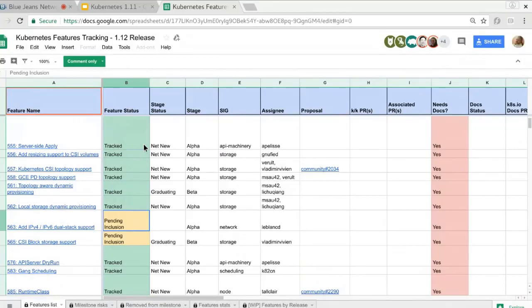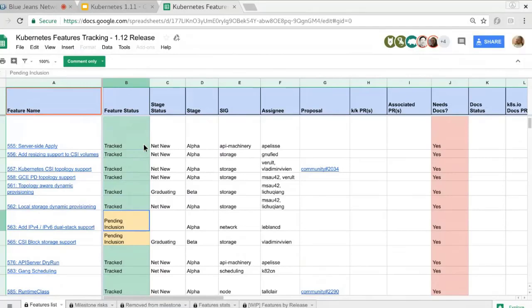So what else is kind of cool? The IPv6 dual stack support. Yeah, true. So pending inclusion, for you guys who are curious about how we maintain this sheet. Pending inclusion basically means this was something that was planned. We're waiting to get just a little bit more feedback from the people who own the feature to ensure that it's actually going to be part of the milestone.